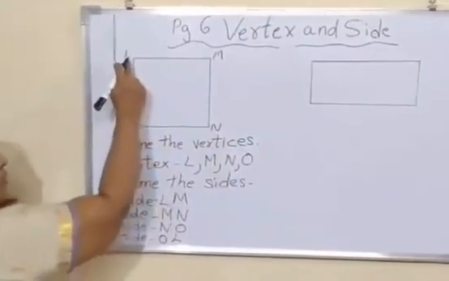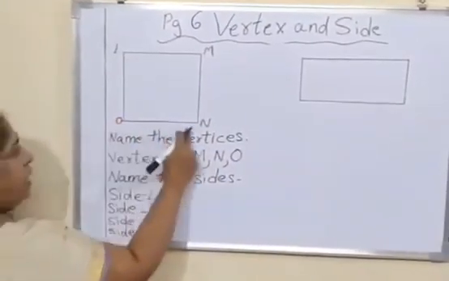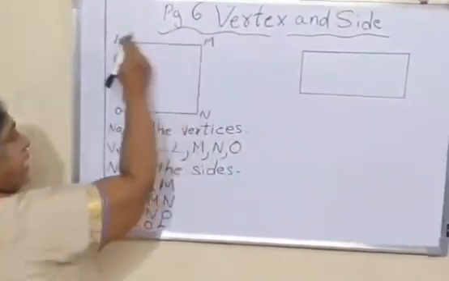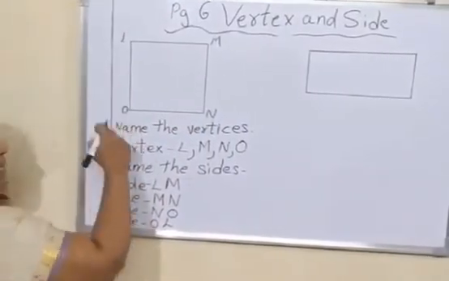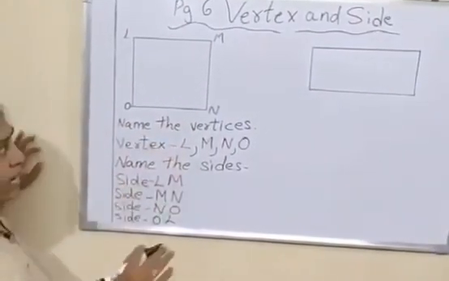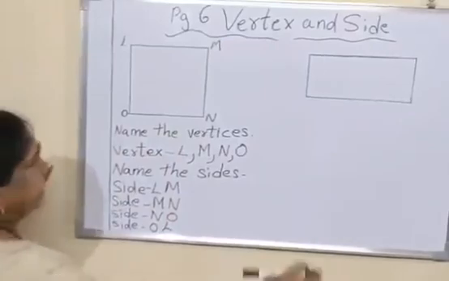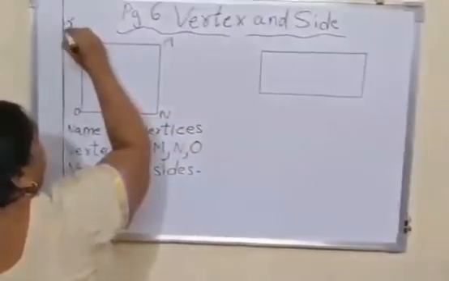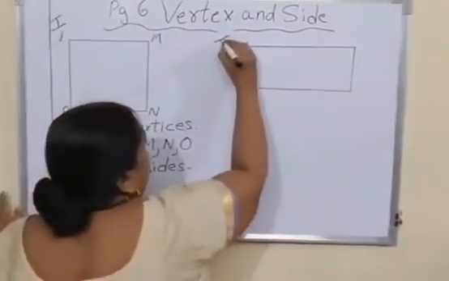If we are starting from here, it will be side LO, side ON, side NM, and side ML. Whichever side you are starting, you can go. You should write according to that. Now let us see this rectangle, the second figure. This is the first figure, and now the second figure.